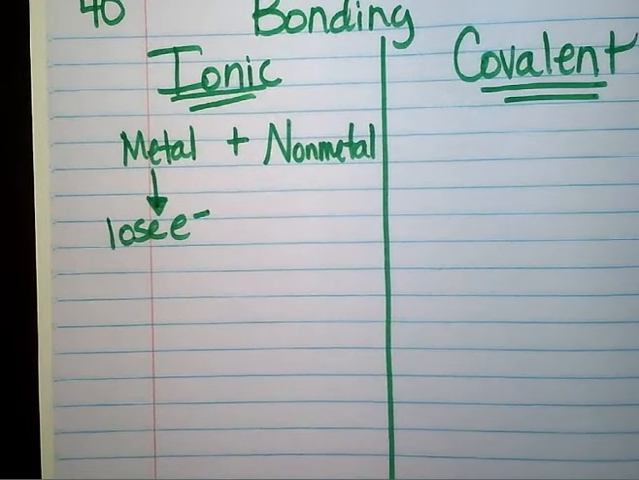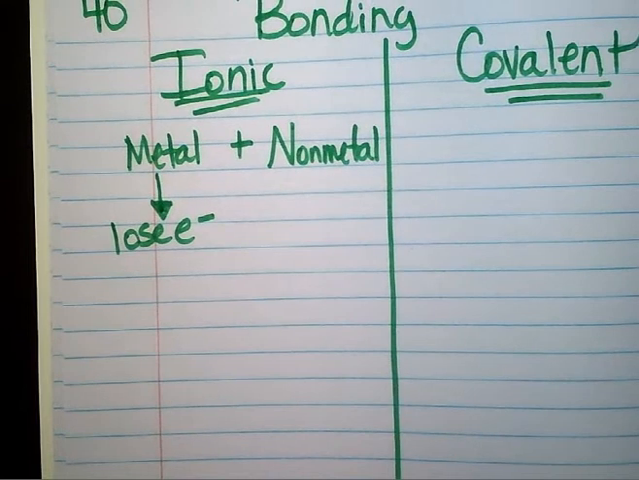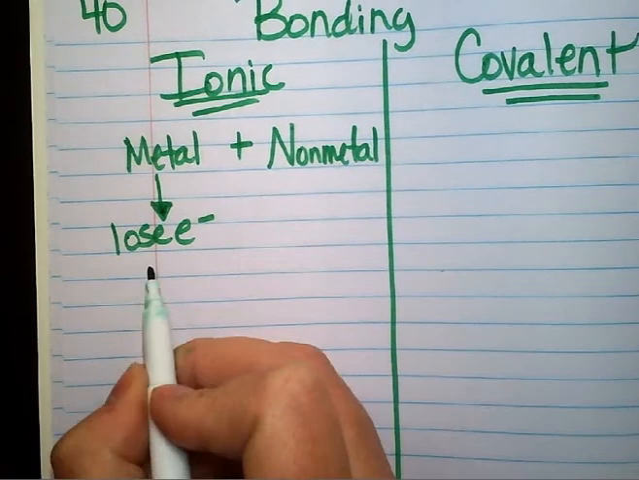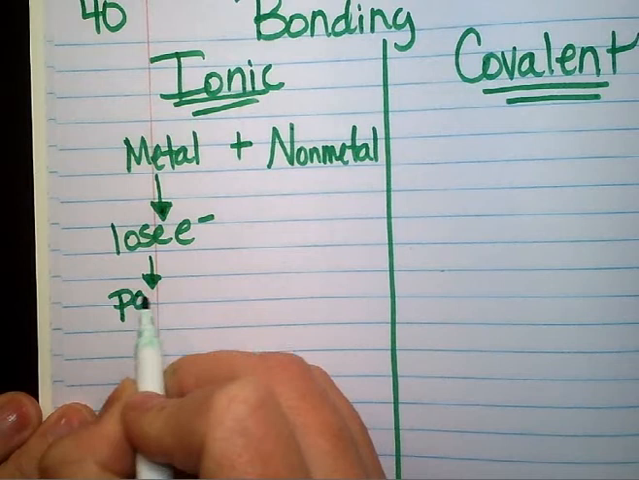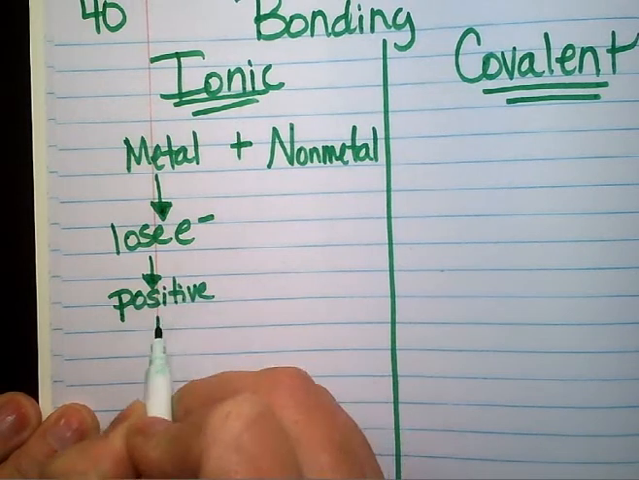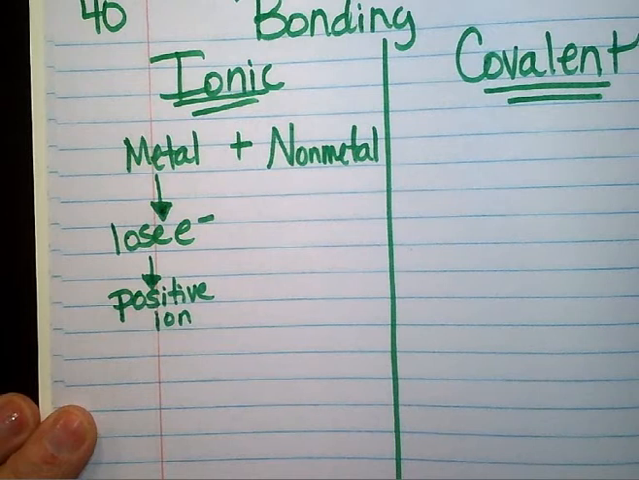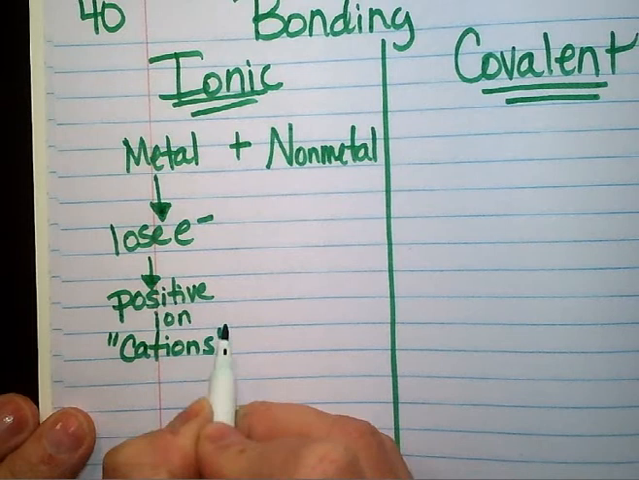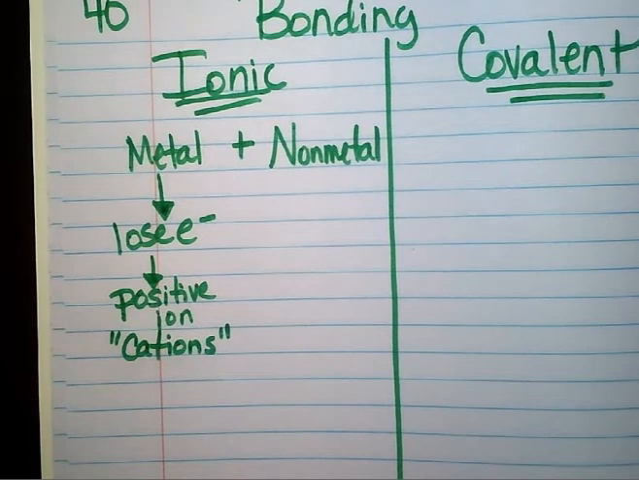So if metals are the ones that are always going to lose electrons, what type of charge will my metals have? Positive charge. That's right. So my metals are going to lose the electron, so they are going to become my positive ions. And we have a special name for the positive ions. What are they called? Cations is right. So your metal, again, is always going to be first in the chemical formula. It's always going to lose the electrons, and it's always going to be your cation or your positive ion.